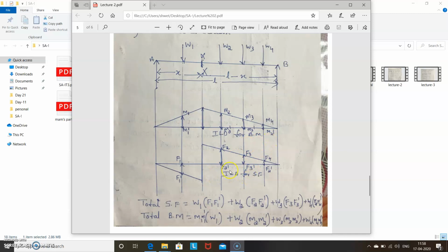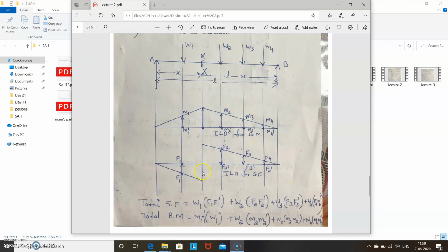Now, first we will see how to find shear force. So, W1 into F1, F1 dash, plus W2 into F2, F2 dash, plus W3 into F3, F3 dash, plus W4 into F4, F4 dash. This total shear force is the algebraic sum of all the loads multiplied by their corresponding ordinates. This is the way to find the total shear force.